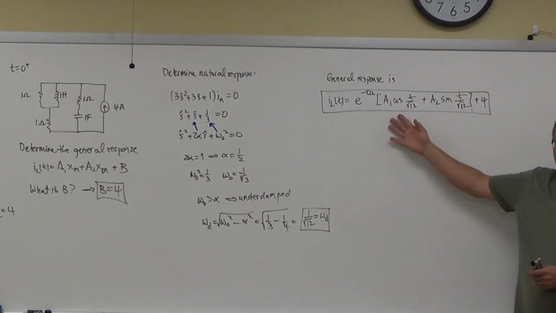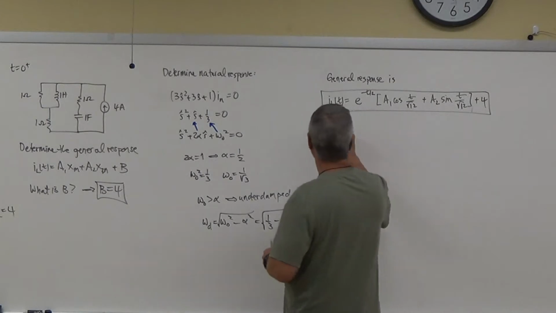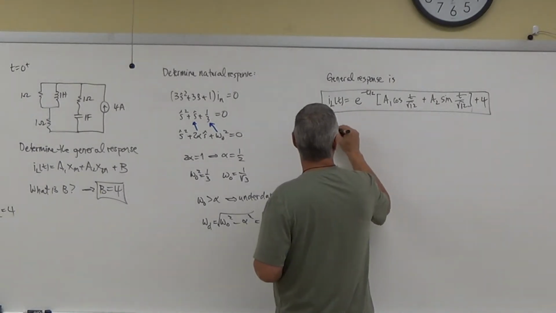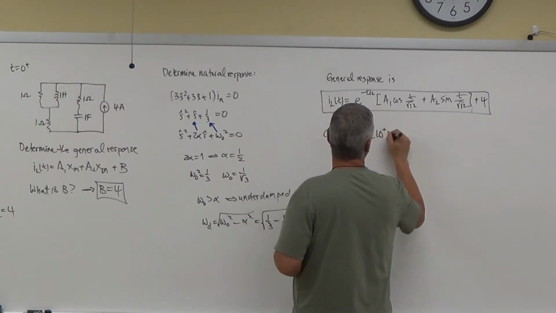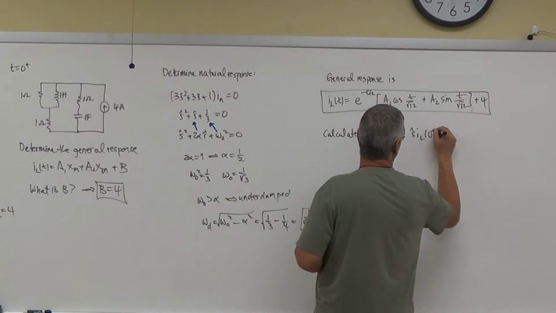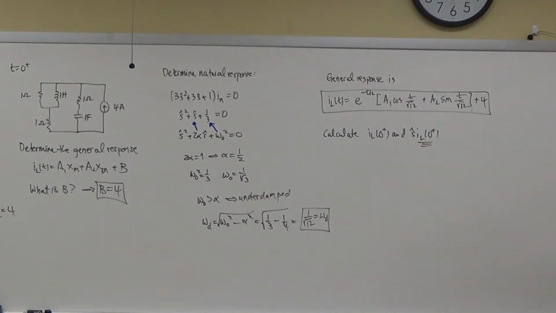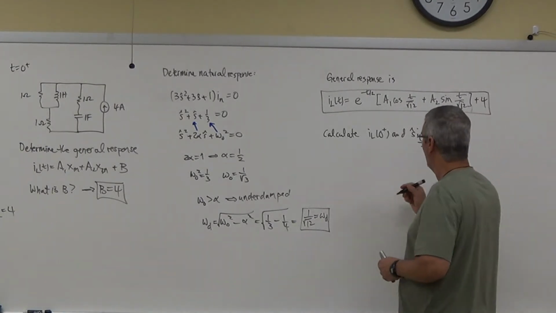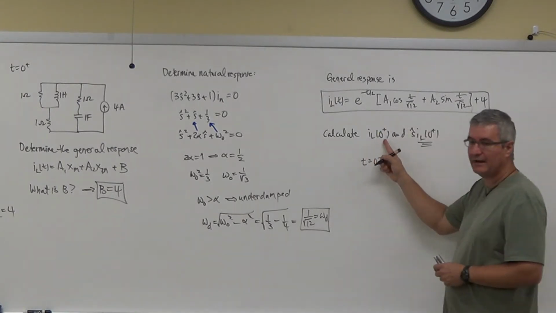Okay, so now what do I have to do? I have to find the initial conditions of iL to get A1 and A2. So now I need to calculate iL at 0 plus and the derivative of iL at 0 plus. Remember, this is the tricky one right here. So let's go calculate it. What I need to do here is look at t equal to 0 minus, because I want that value right there.